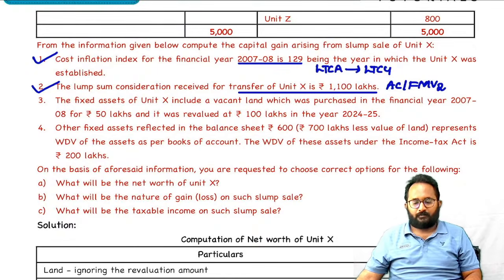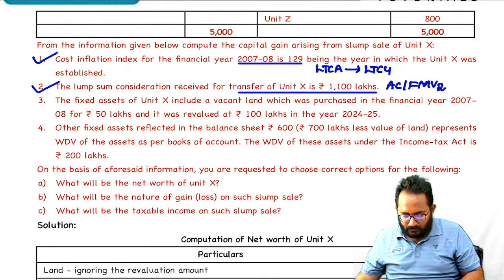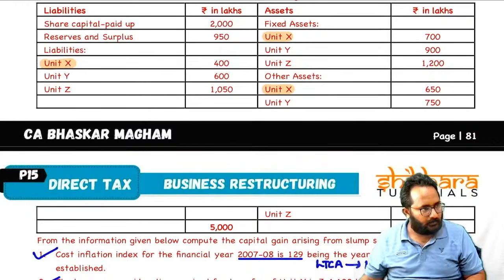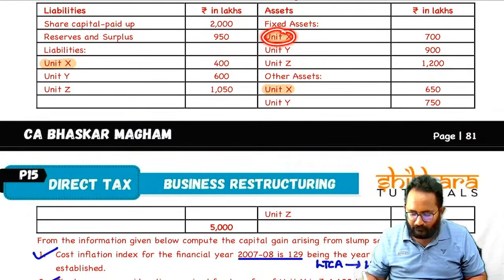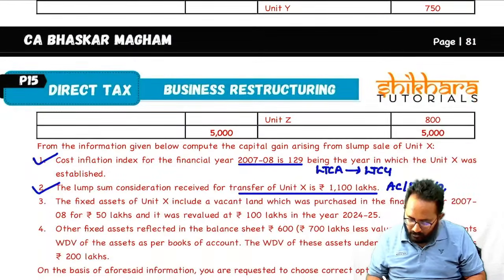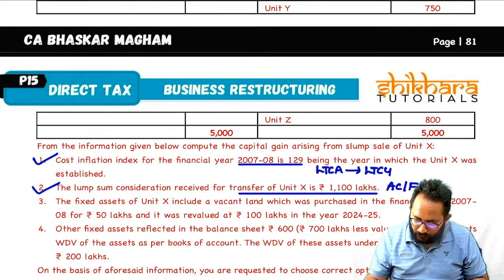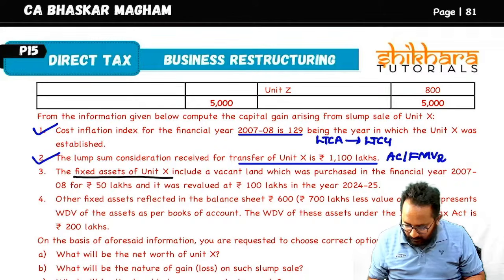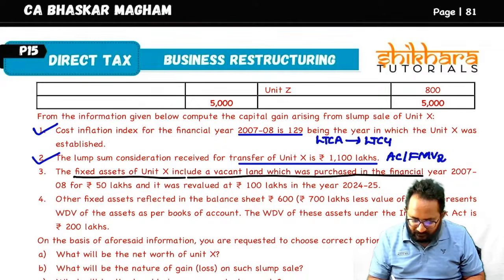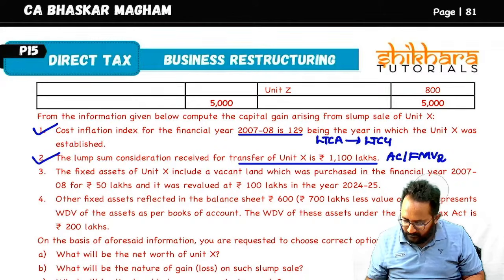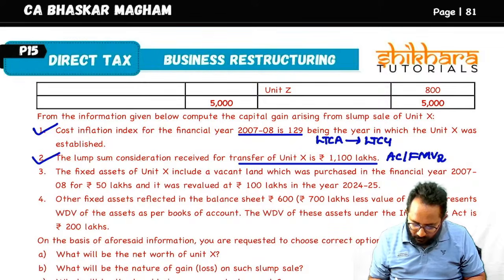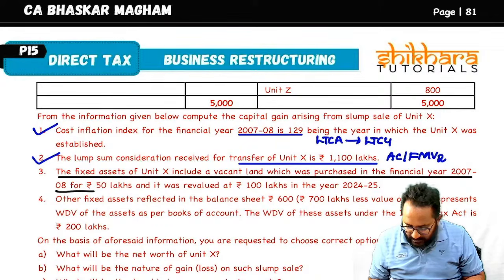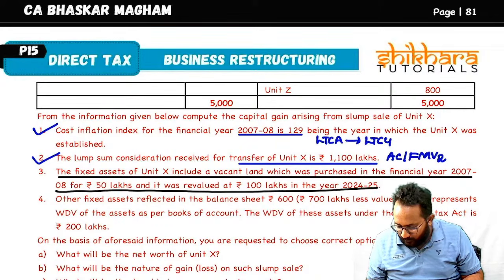FMV 2. Now tell me, they have given clearly the fixed assets of unit X. What is that? Fixed assets of unit X includes what? Listen carefully, all of you. It includes vacant land that is purchased in which year? 7-8. For how much amount did we purchase? 50 lakh. Now that is revalued for how much?